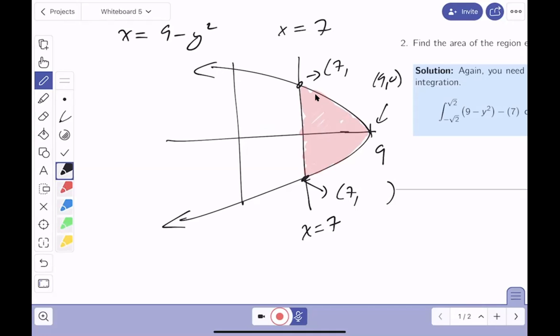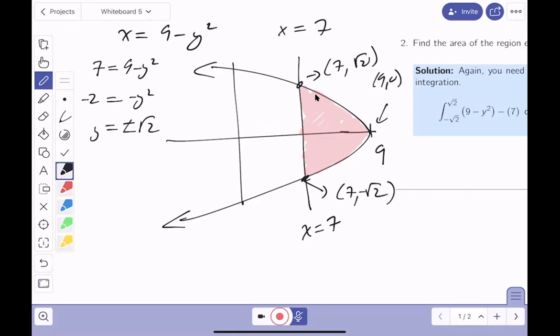And let's see if I can do those points. So 7. I'll write that down for you. So the x is 7, right? You get 9 minus y squared. So minus 2 equals minus y squared. So y would equal plus or minus square root of 2. I'll put that down.